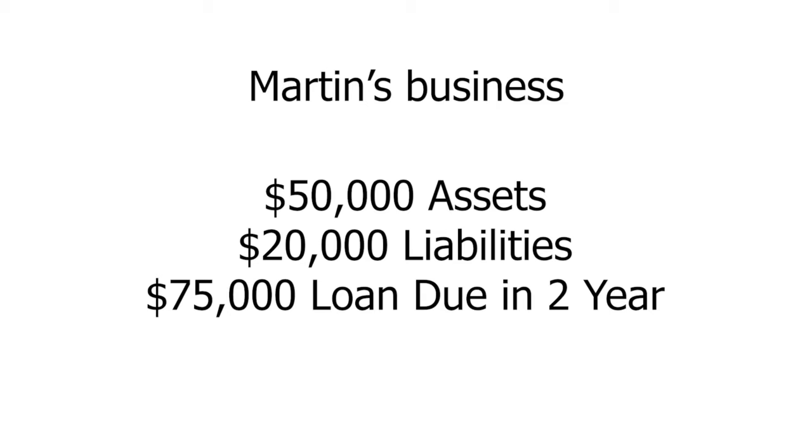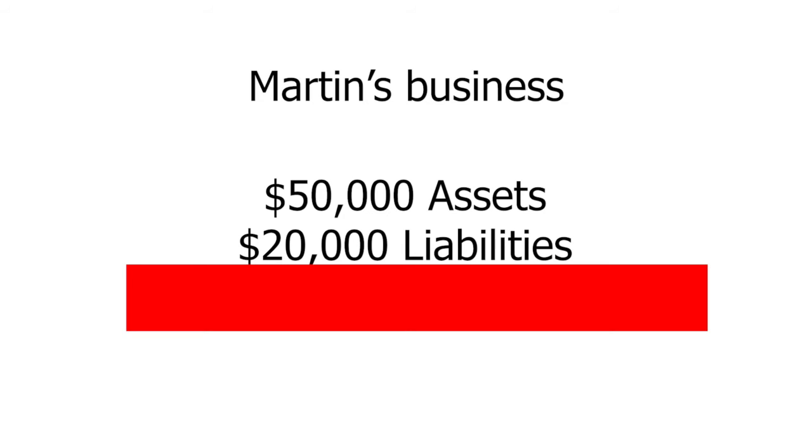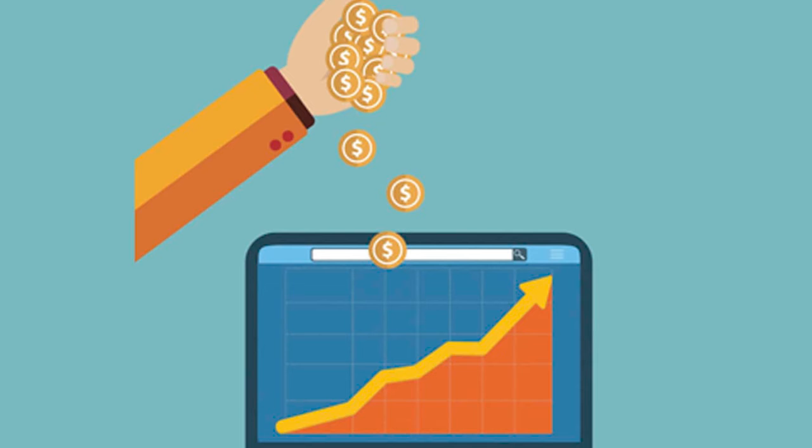Martin's business currently has $50,000 of current assets, $20,000 of current liabilities, and owes $75,000 on a loan that will be due in 2 years. The loan is clearly material, as an exclusion of that amount from the company's balance sheet will very likely lead a potential investor to make a poor decision regarding investing in the company.